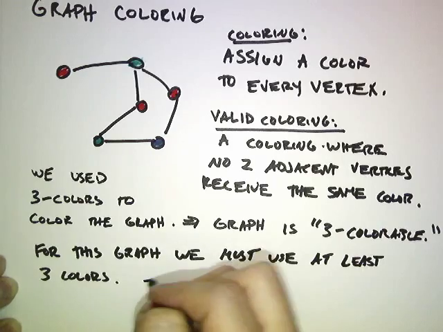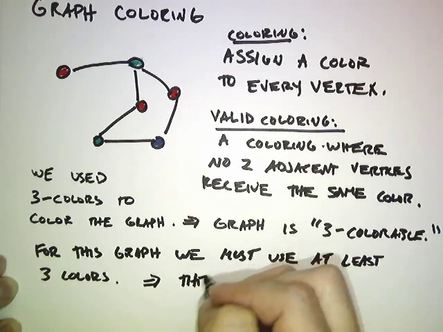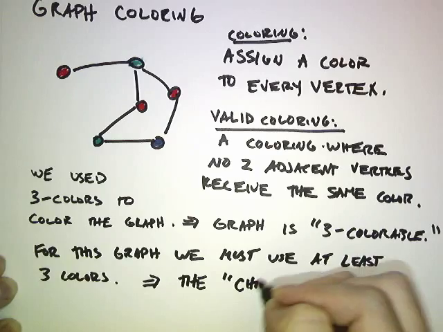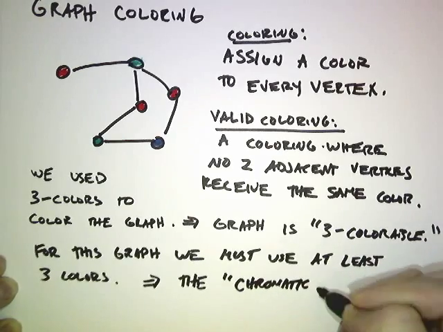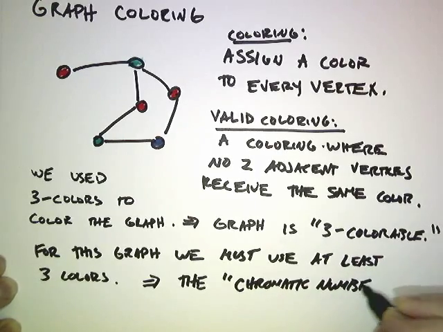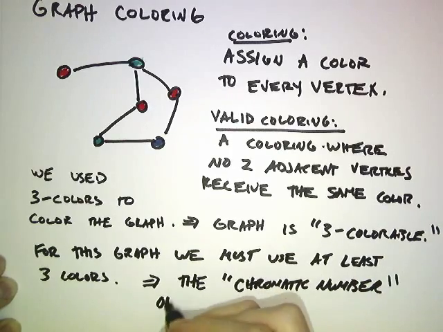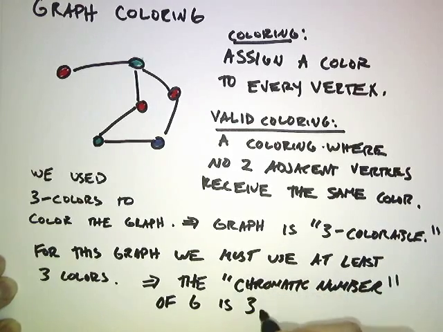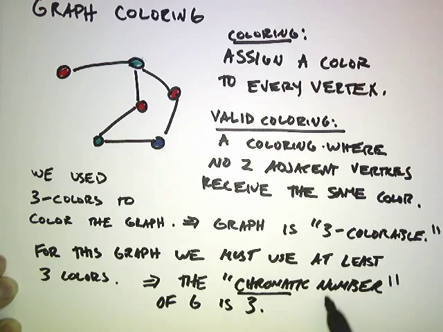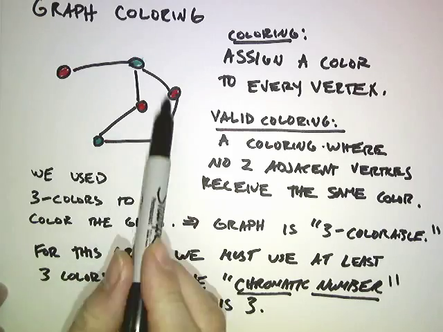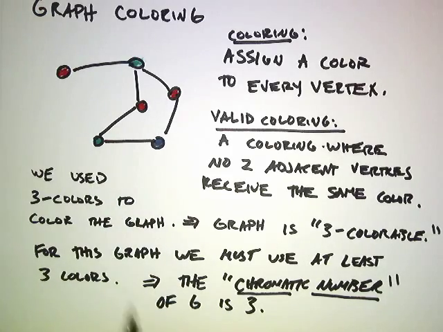This implies that the chromatic number of this graph G is 3. What is the chromatic number? It's the smallest number of colors you need to validly color the graph. So in this case, the chromatic number is 3 because we could color it with 3 colors, and we need at least 3 colors. So the chromatic number of this particular graph is 3.